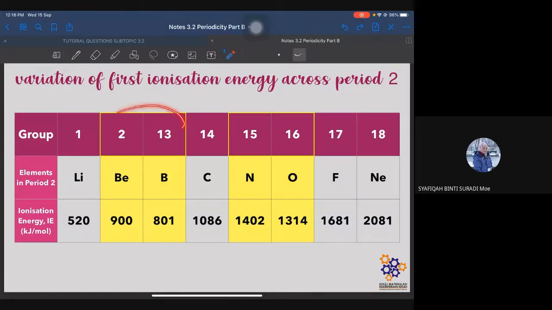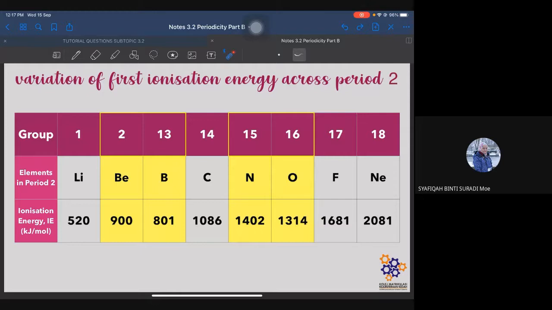So kalau kita tengok between group 2 dan juga group 13. So kita tahu across period, okay, across period dia punya first IE should be increases. Okay, increases across period. But if we see between the beryllium and boron between group 2 and group 13, sepatutnya after 900 untuk beryllium, untuk boron dia punya first IE should be more than 900. Okay, sepatutnya makin increase. But then kita tengok boron ni dia slightly lower dia punya IE compared to beryllium. Okay, which is supposedly tak boleh berlaku macam tu lah, tapi berlaku.